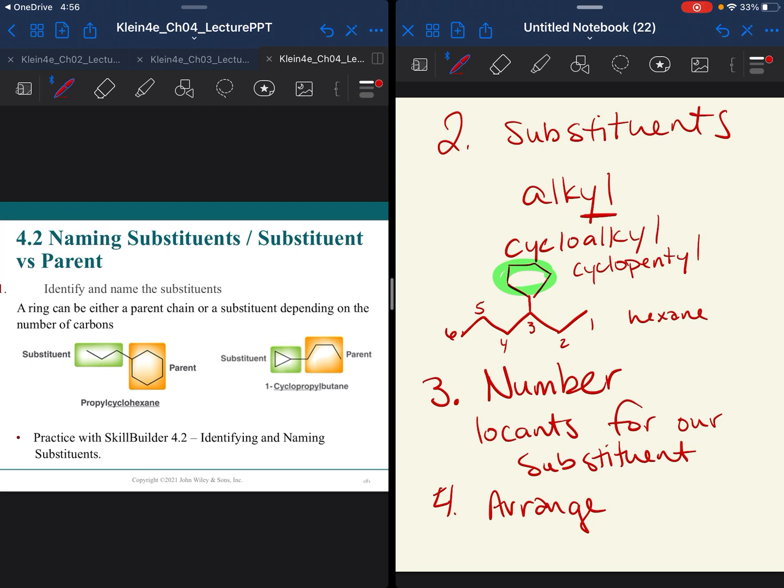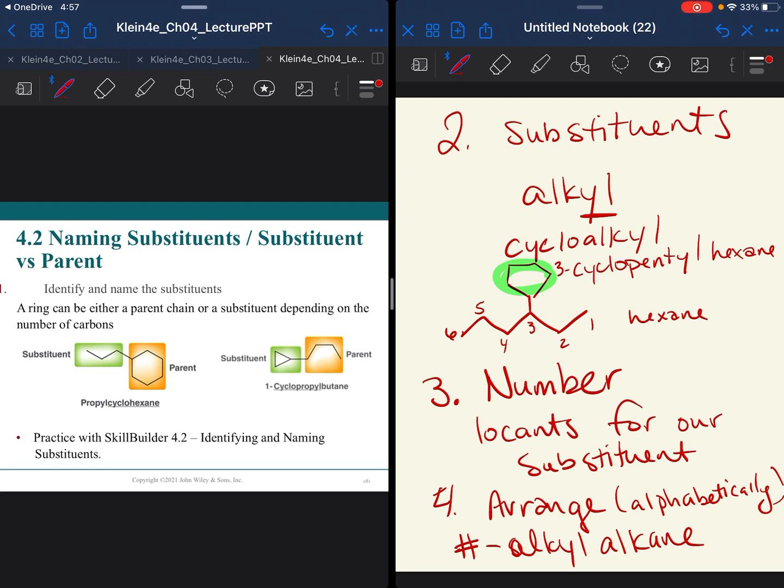So a couple of notes here. There is some grammar. You put your number and then a dash and then your alkyl substituent and then your alkane parent. You also arrange them alphabetically if you happen to have more than one substituent. So in this one we have right here, this would be 3-cyclopentylhexane.